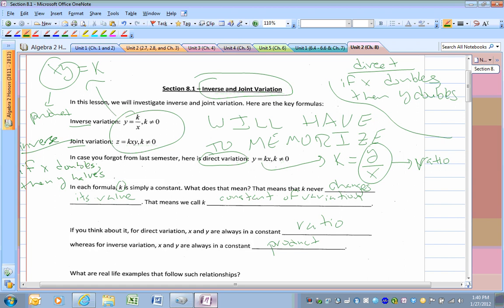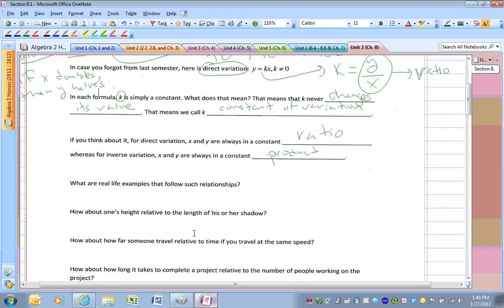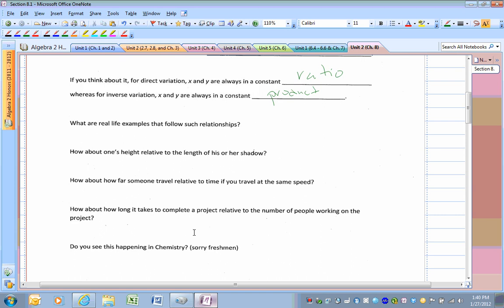And also think about it. Doubling is like multiplying by 2. What's the inverse of multiplication? Division. So now you see where inverse gets its name. That's why you don't really have to memorize so much. Just understand the way it works, and you'll have this down. So let's look at some real-life examples of these relationships, and then we'll do some actual math problems.